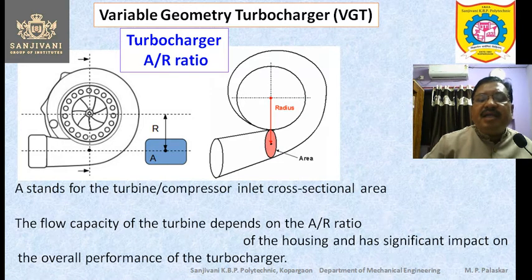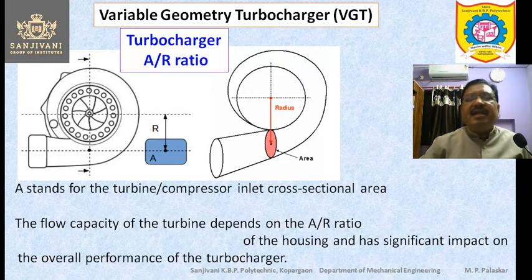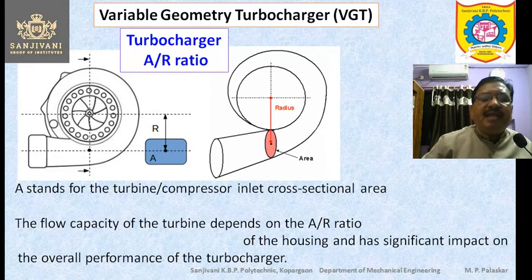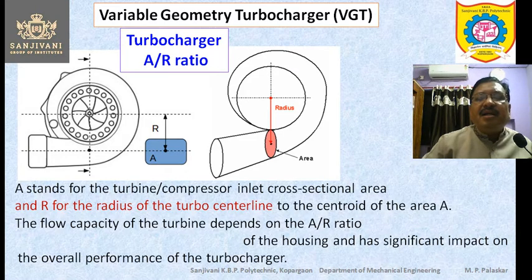The cross sectional area of the exhaust gases which are entering inside the turbine, that area is nothing but A. It is written in the numerator, and R is nothing but the radius of the turbine, that means the distance from the turbo center line to the centroid of the area A. So we can see that this is the centroid of this area. This is the cross sectional area of the entry of the exhaust gases inside the turbine.